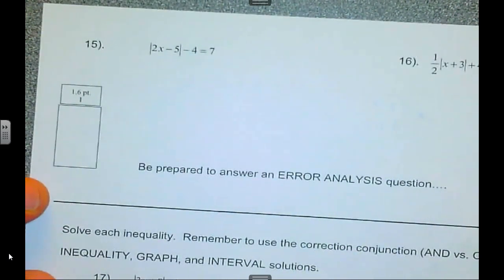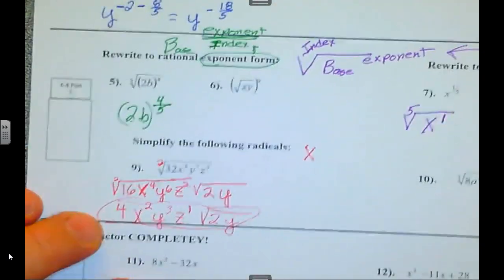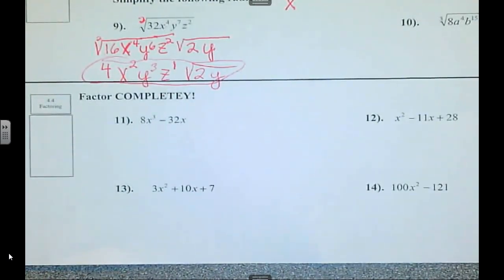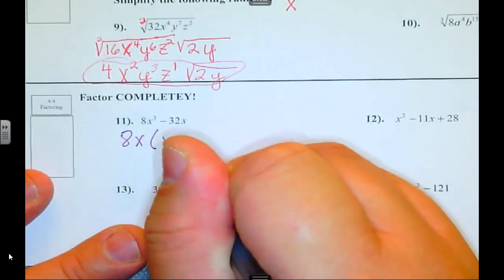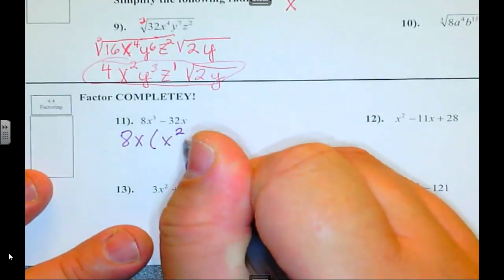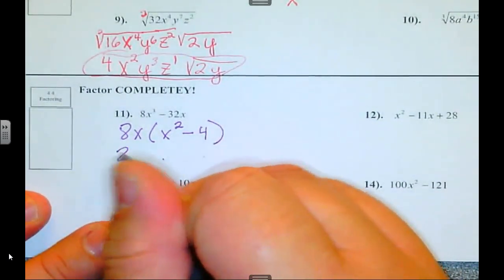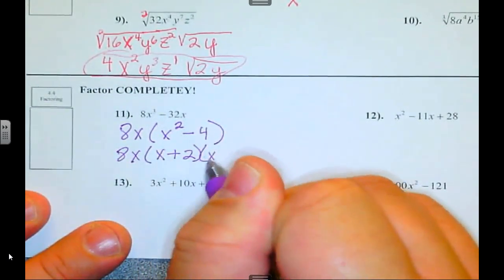We did factoring. Here's some review of absolute value. We just did factoring sheets. I got to take out the common factor 8x. I have x squared minus 4. That's a difference of squares. So I'm going to have 8x, x plus 2, x minus 2.